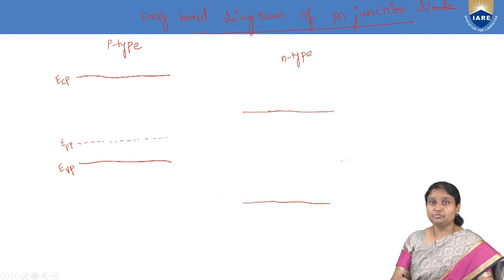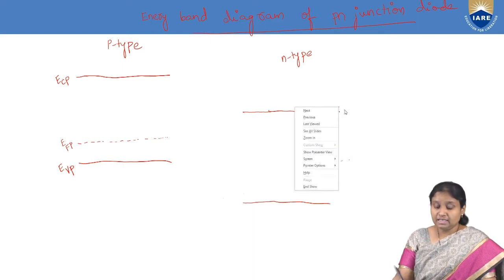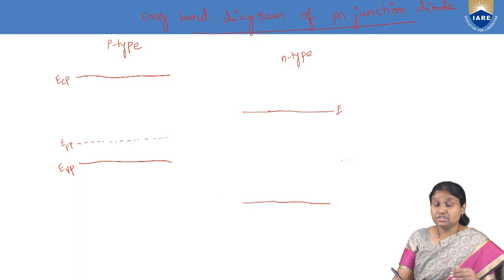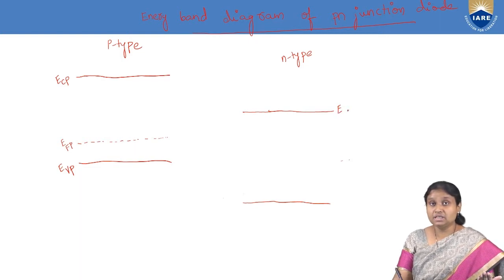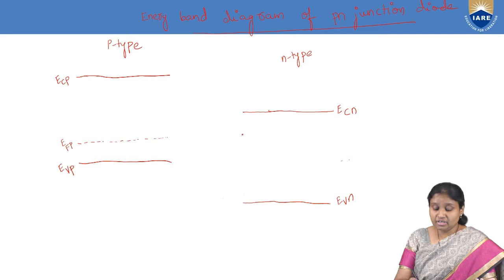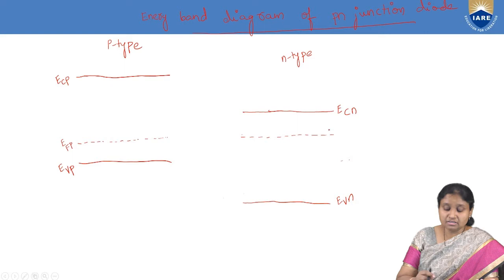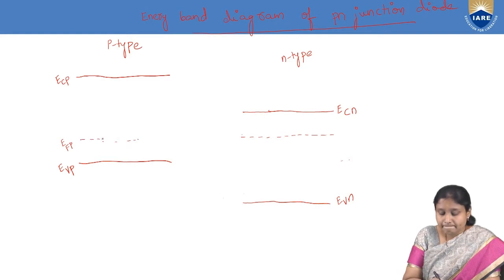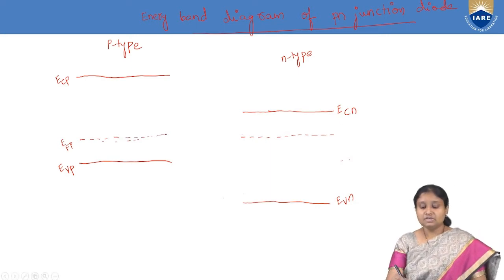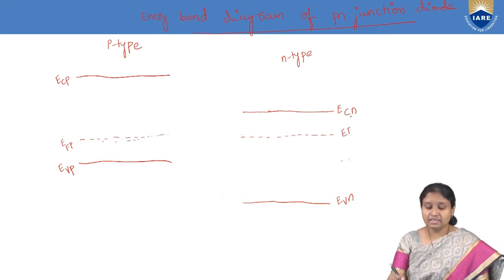So, the energy band diagram of a p-n junction diode. Now, in n-type, how do we differentiate the valence band and conduction band in p-type? So this is ECN and this is EVN. And we know that in n-type, the Fermi level is closer to the conduction band, and in p-type semiconductors it is closer to the valence band. This Fermi level we call EFN.